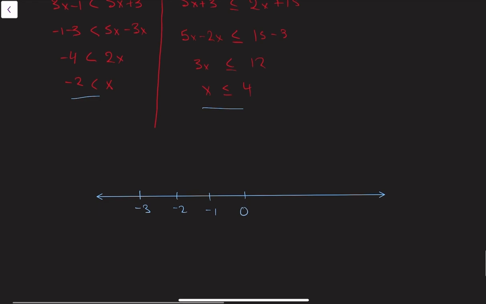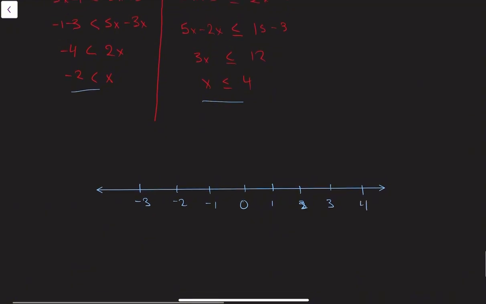Write these a bit more compact. Negative 2, 4. Good. So here we have x is greater than negative 2. So we go to negative 2, and we have an open symbol, since it's just greater than, not greater than or equal to. Then we go all the way till 4, where we have x being less than or equal to 4. So we close our circle. We call this a half open interval because one side is open, one side is closed.